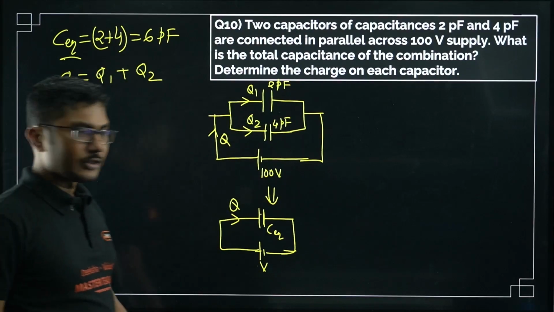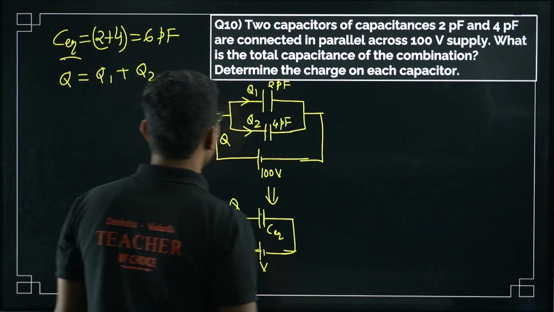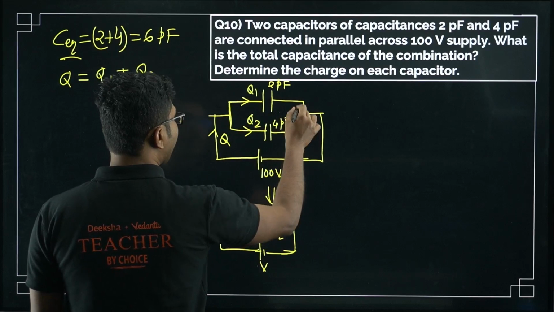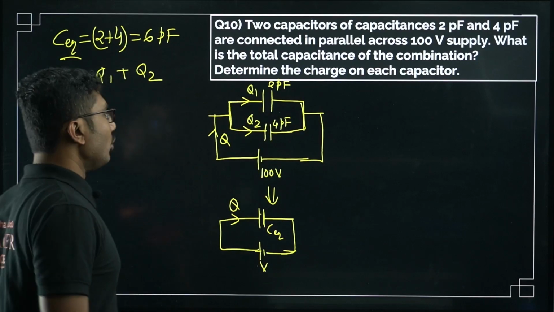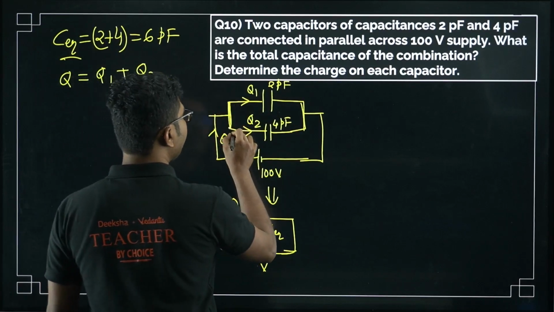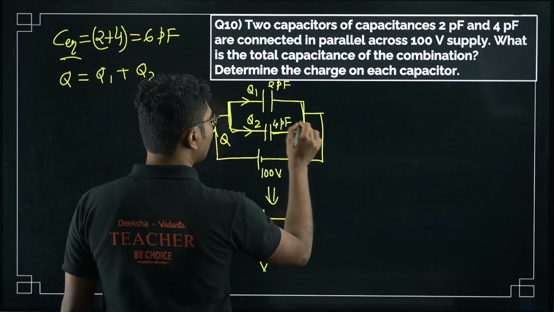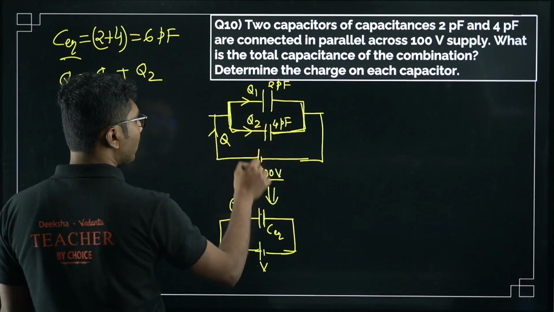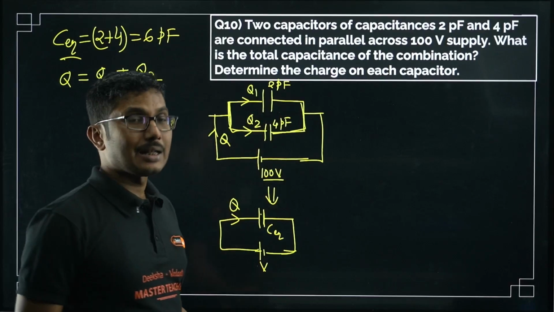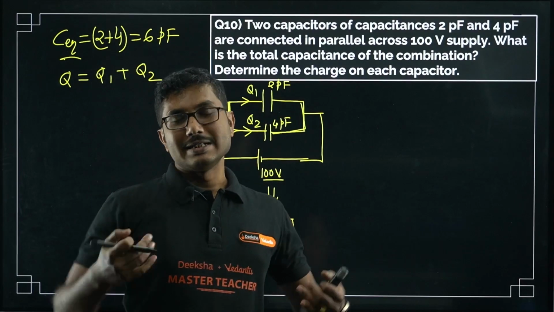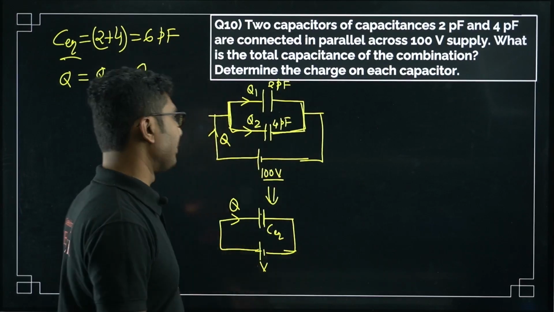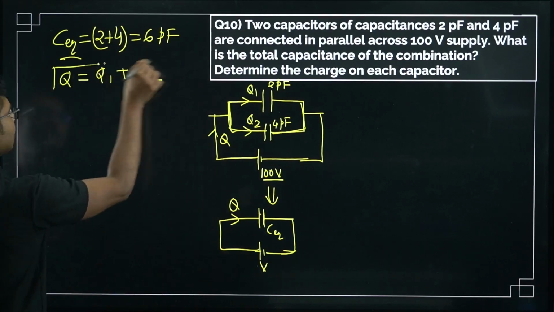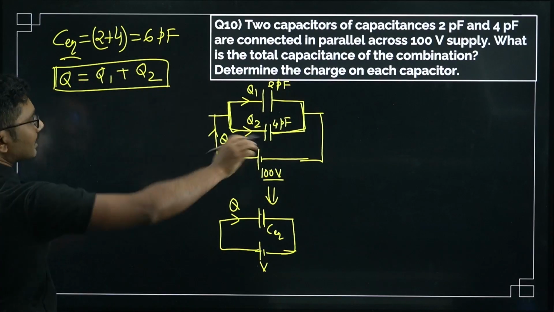Now also we know that from the conservation of charge, Q is equal to Q1 plus Q2, and also we know that the voltage across each of these capacitors will be the same. Voltage across Q1 is 100 volt, voltage across Q2 is also 100 volt. Why? In parallel combination voltage remains the same, in series combination the charge remains the same. Anyway, this formula is not required in this case, just for your information.